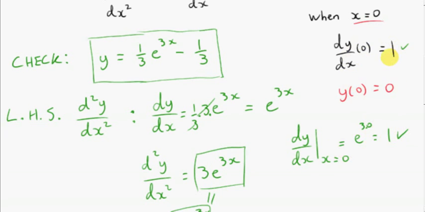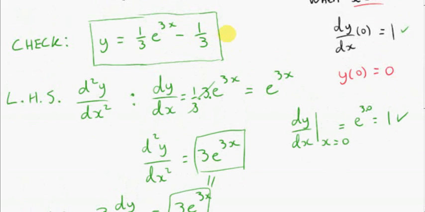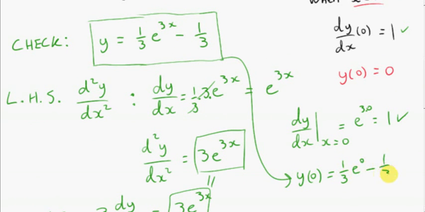We do get 1. And the second boundary condition is that y at x equals 0 should equal 0. So let's look at y. Well, here's y. y at 0 is got by replacing x with 0. So we get 1/3 e to the 0 minus 1/3, which is 1/3 minus 1/3, which is 0. So that does check out.